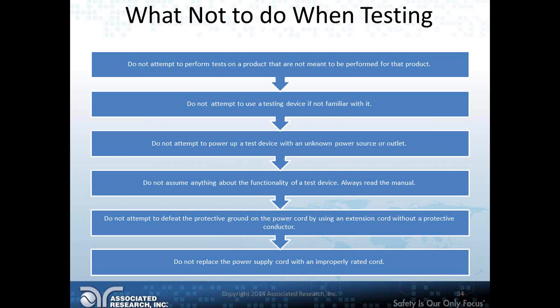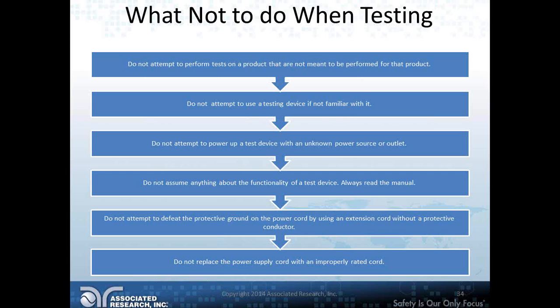We do specify those in our manuals. So do not assume anything about the functionality of a test device. Always read the manual. And if you're still unsure about our products, give us a call and we'll definitely help you out in understanding the different risks that are associated with your testing.